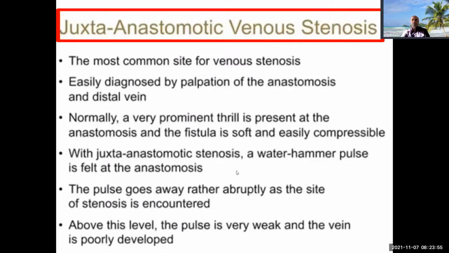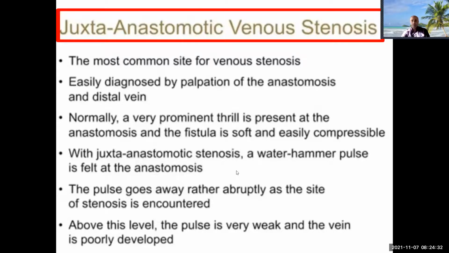Juxta-anastomotic venous stenosis is the most common site for venous stenosis. This is the stenotic site, easily diagnosed by palpation of the anastomosis and distal veins. Normally, a very prominent thrill is present at the anastomosis site. When you auscultate the fistula, the highest thrill you will feel or palpate is at the anastomosis. The side of the fistula is soft and easily compressible. With juxta-anastomotic stenosis, a water hammer pulse, like in mitral valve incompetence or aortic incompetence, is felt at the anastomosis.